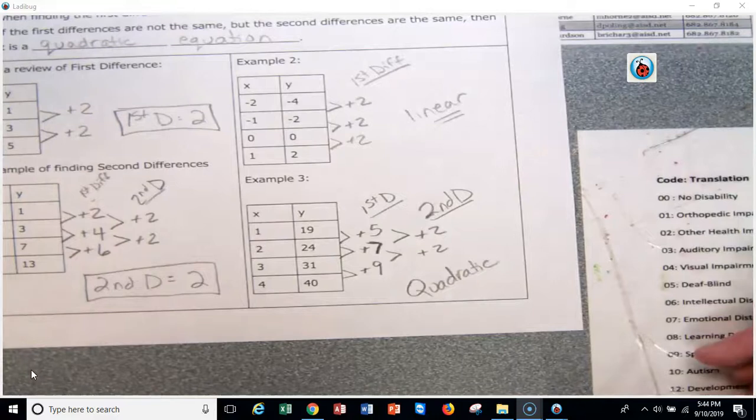Give this a try on the Do It for calculating second differences in a table. And if you do well on that, then go right ahead and feel free to prove it.